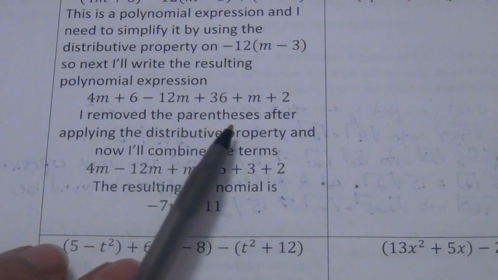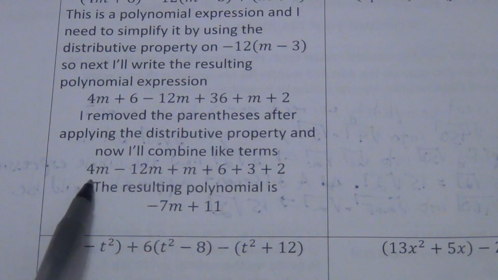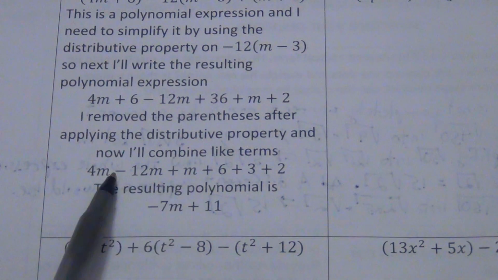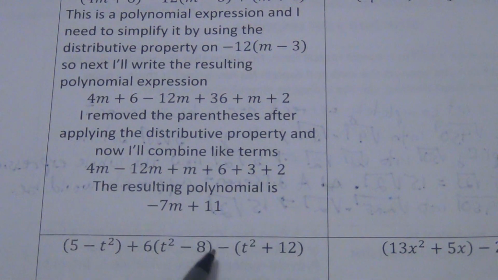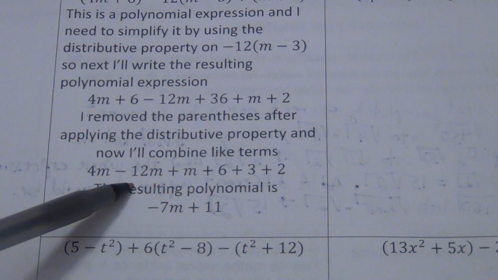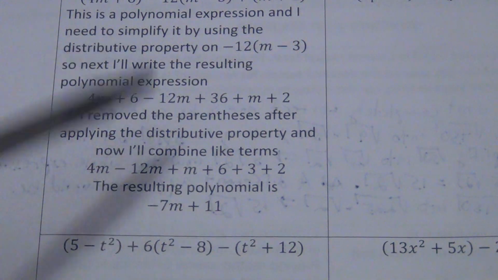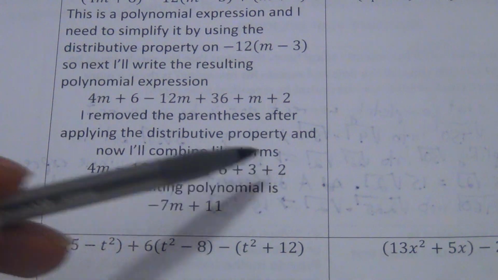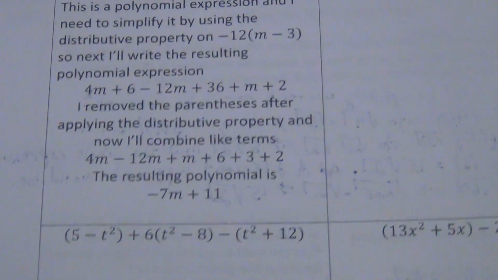So then the explanation right here: I remove the parentheses after applying the distributive property, and now I'll combine like terms. So now look, I use the commutative property to put the like terms together. See that? And then the resulting polynomial is, well, 4 minus 12 is negative 8. Negative 8 plus 1 is negative 7m. And then natural numbers: 6, 3, and 2. The 6 plus 3 is 9, plus 2 is 11. So we got that.